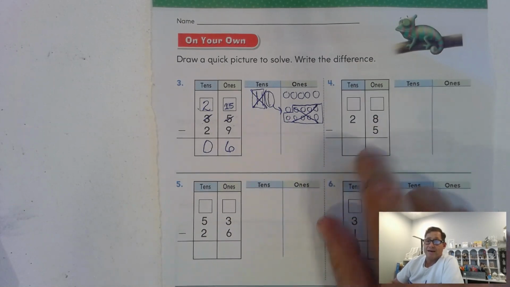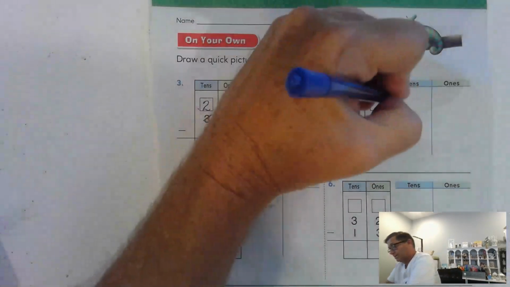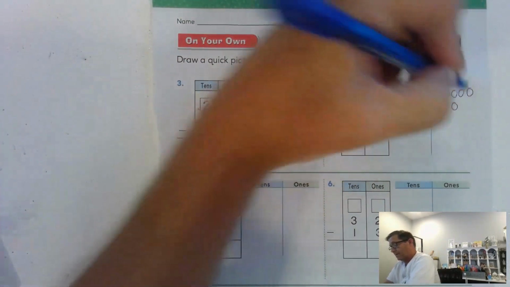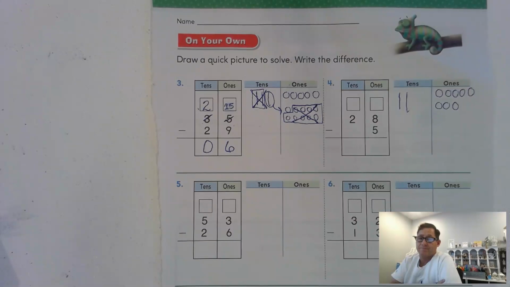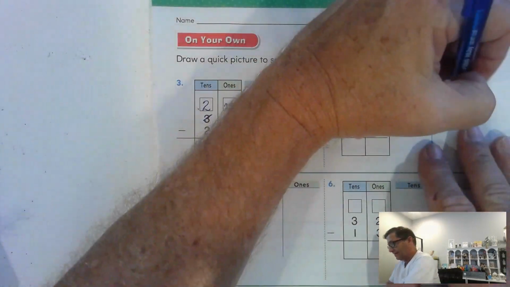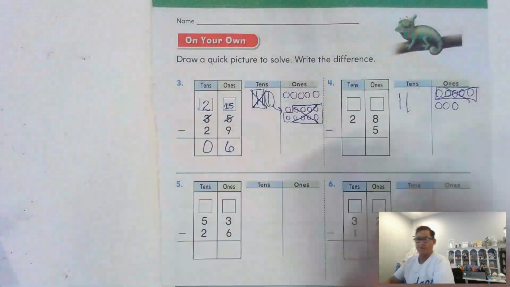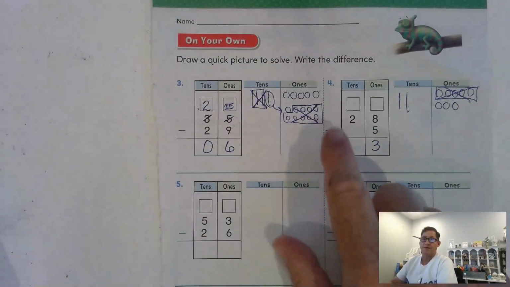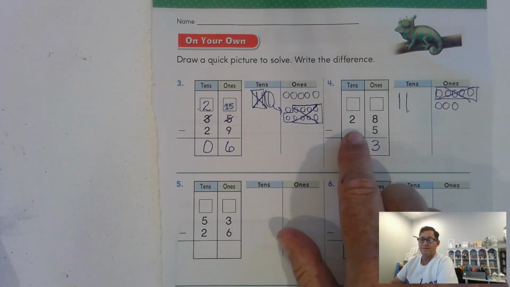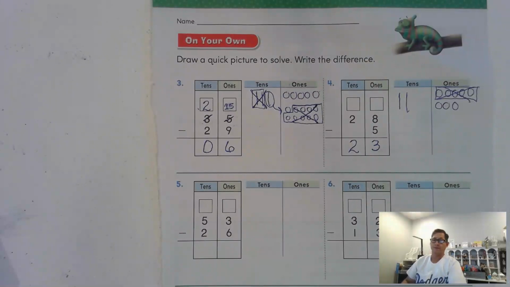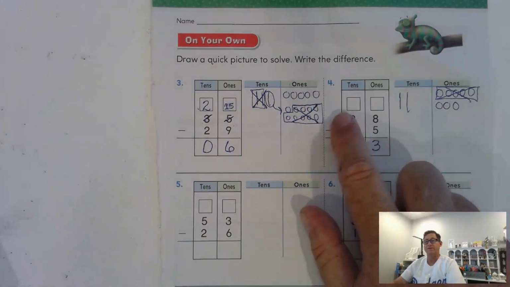All right, 28 minus 5. Okay, so we have 28. Can we take away 5 ones from 8 ones? We have this, and we have to take away 5. Of course we can. 5 is less than 8, so I can cross out 5. That leaves me 3 ones. 2 tens take away no tens. Okay, so 2. And again, we didn't put anything here because we didn't have to regroup.